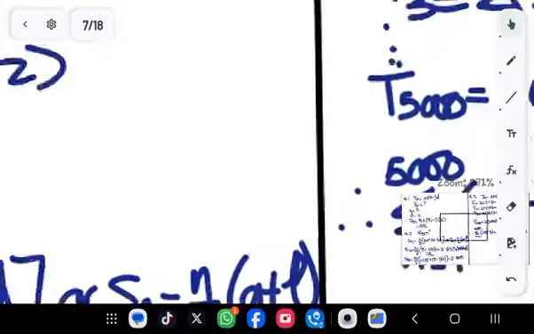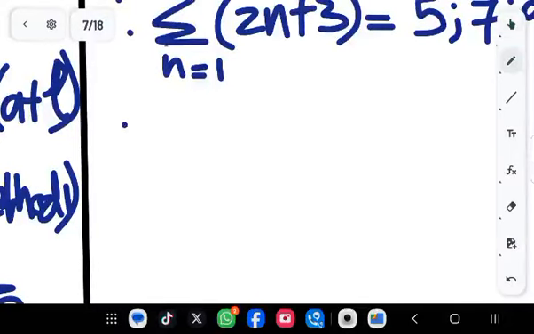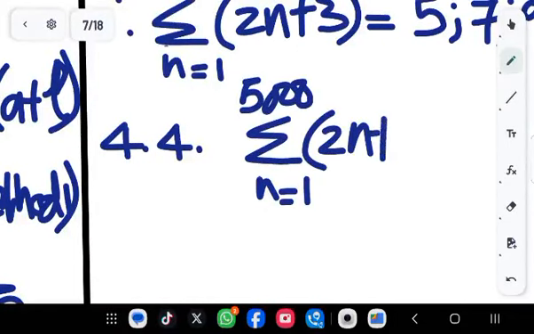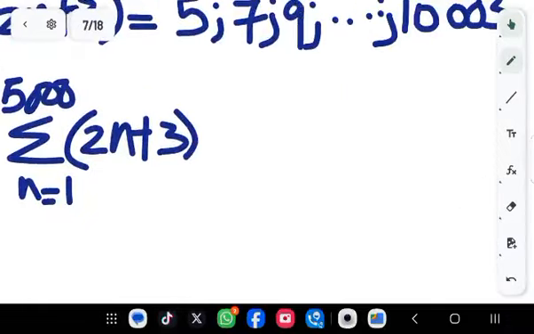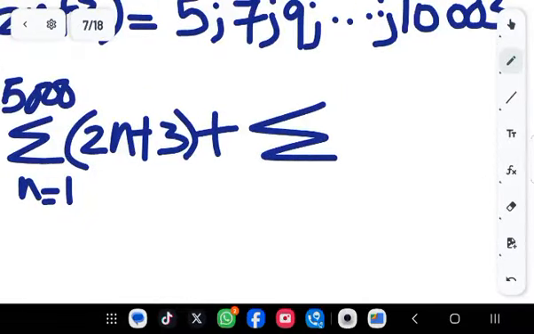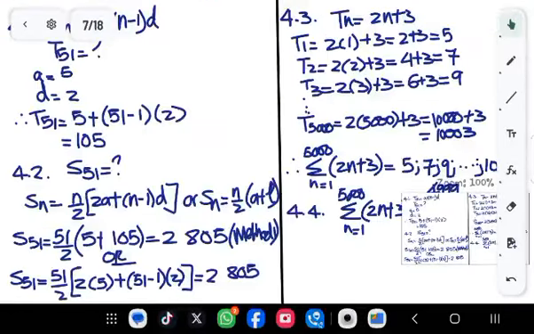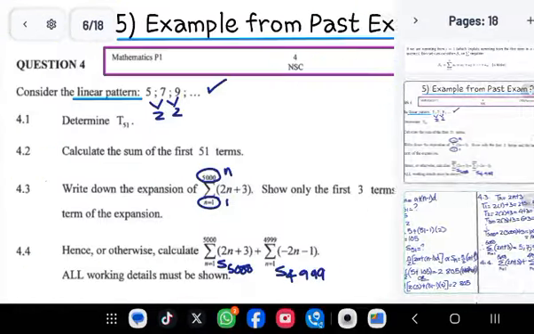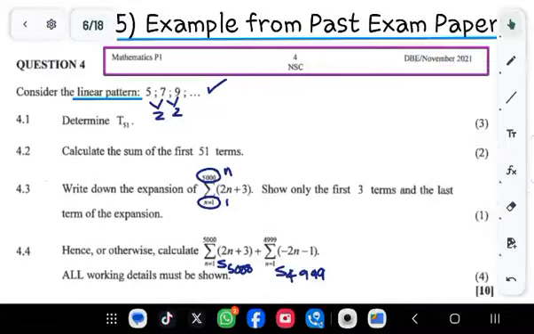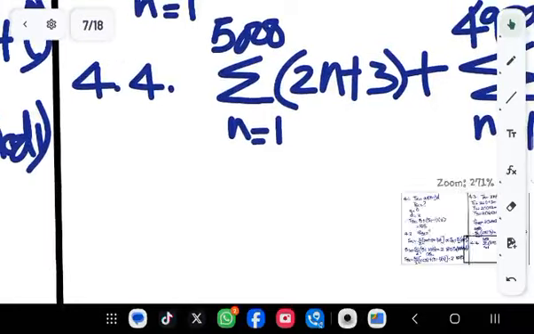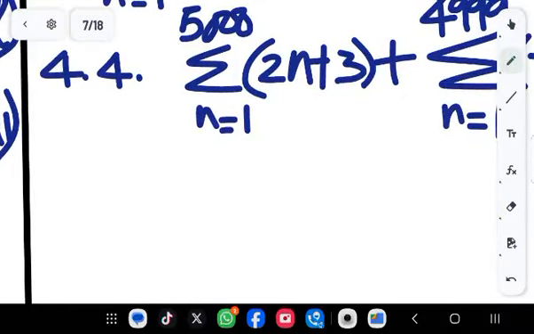Number 4.4. We're supposed to calculate from n equals 1 to 5,000 of 2n plus 3, plus from n equals 1 to 4,999 of minus 2n minus 1. Let's just double check that. That is correct. All right, let's go. So step number 1, let's calculate this.